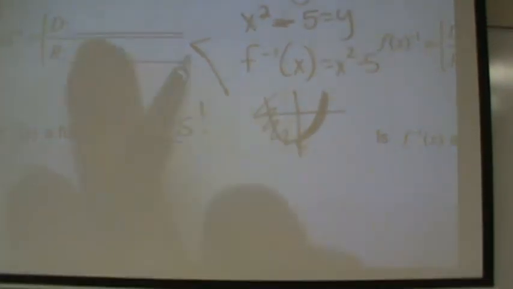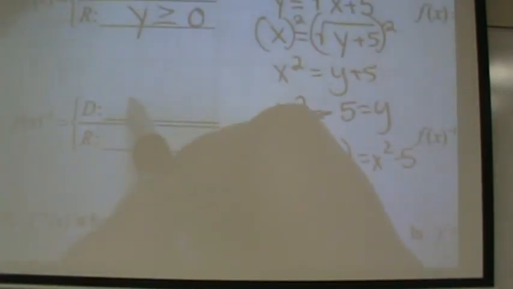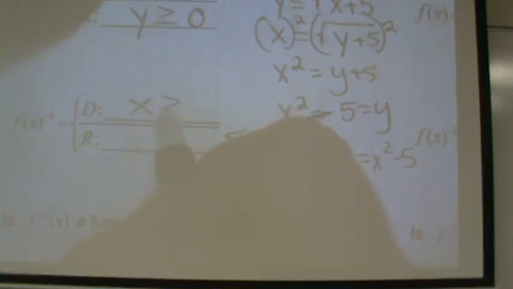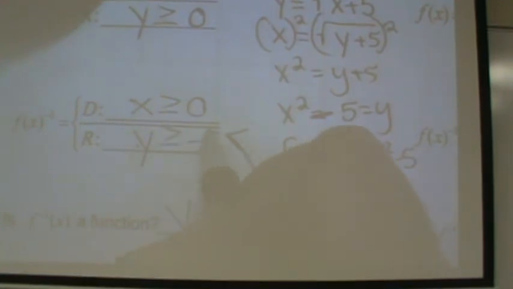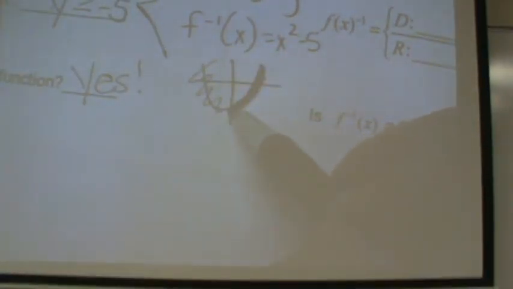So how do we restrict this domain? What's the domain going to be? Here's your hint. I love hints. And y is? That'll give you this part of the graph. X is greater than or equal to 0 and y is greater than or equal to negative 5.